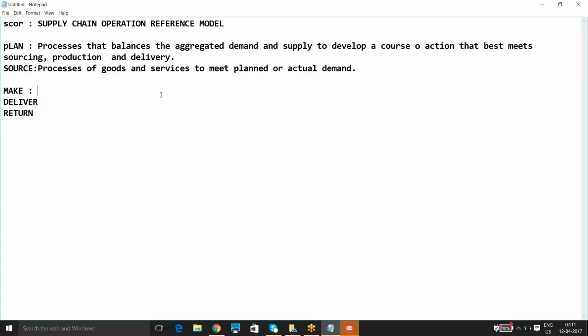Going forward, I will be using planned or actual demand. A demand which is raised due to some forecast can be called a planned demand. And when I say actual demand, that means you still have an order. It's a firmed order between the two parties, that is the customer and the manufacturer or the service renderer, right?